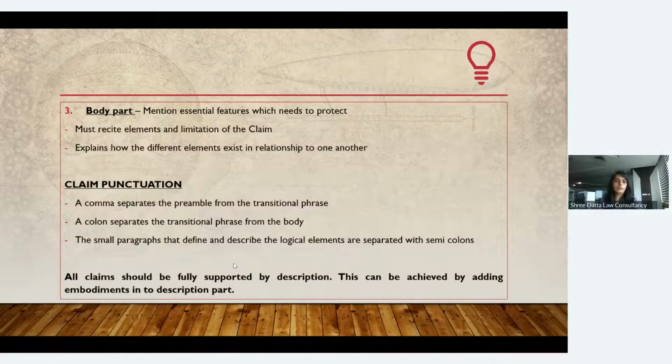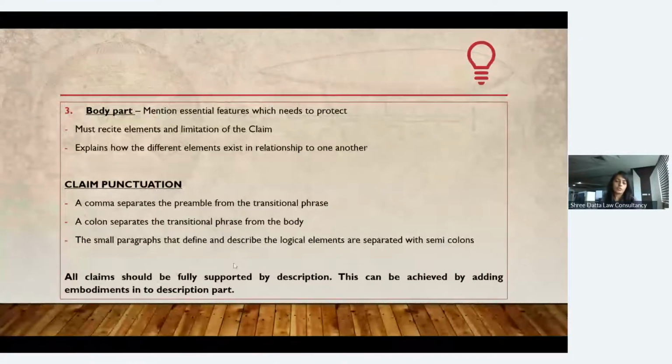Then the third one is the body part. Then mention the essential features which need to be protected. Whichever essential features you need to protect, every feature you have to write into the body part.